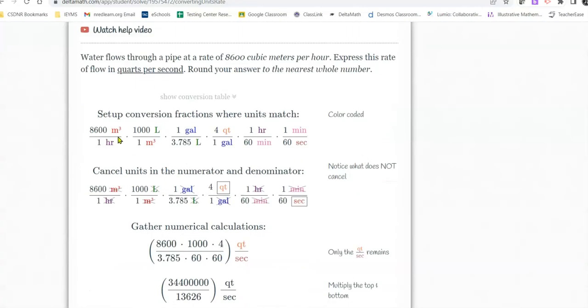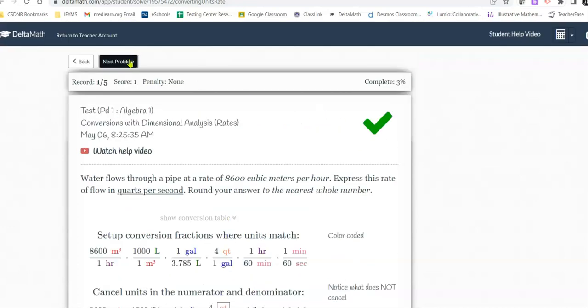Fantastic. See, there's the setup. You'll notice that they color-coded it here. Meters cancels with meters. Liters cancels with liters. Gallons cancels with gallons. And then they did their conversion here for time at the end. So it doesn't matter what order you do it in. Let's try this one more time.